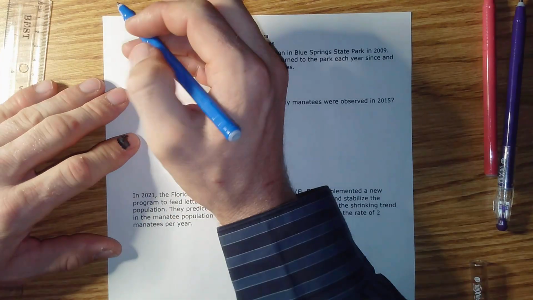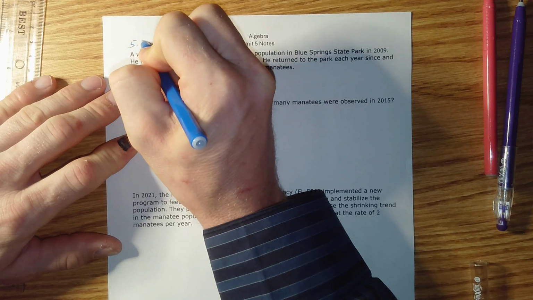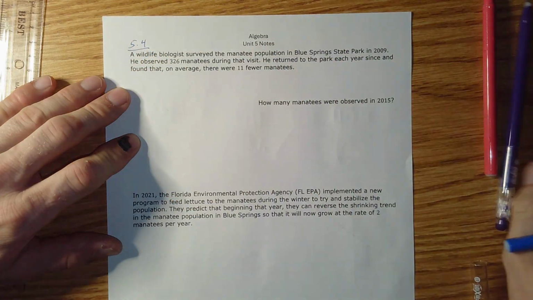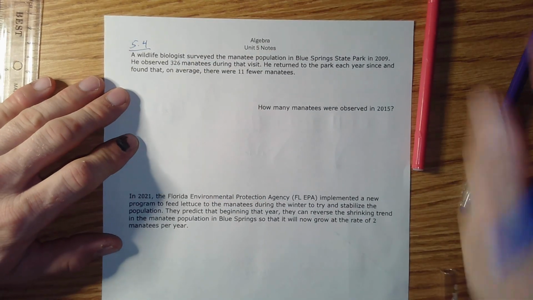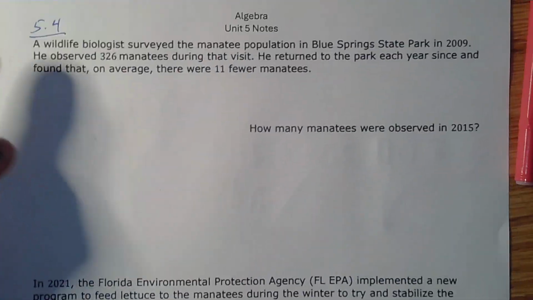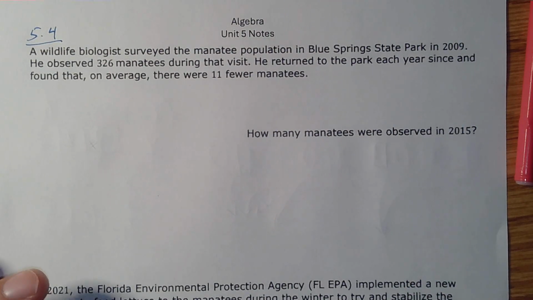Okay, I forgot to label this one. This is 5.4, I believe. Yeah, we're in 5.4 here. And it's going to be interpreting what's going on in these equations here, and then write an equation for it. Or in this scenario, write an equation for it.